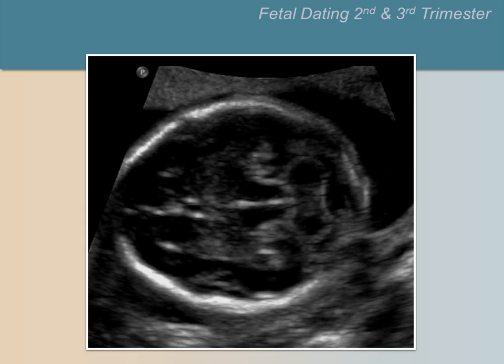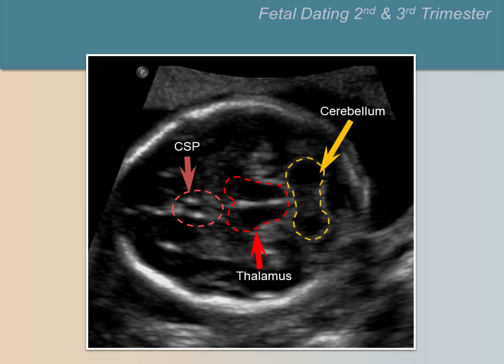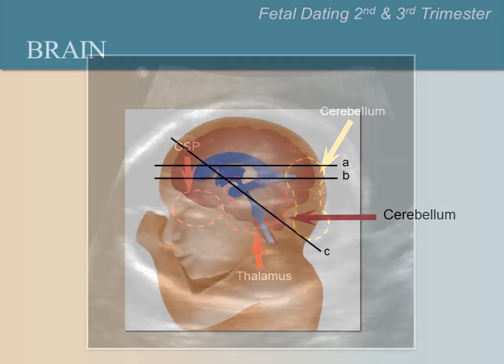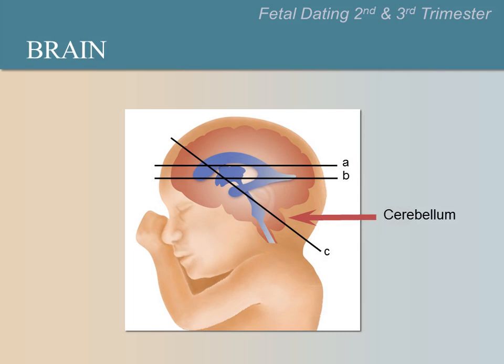Please pause the video now and ask for a participant to identify the thalamus and CSP. We have outlined the CSP and the thalamus here to make the structures more obvious. What is this structure? This is called the cerebellum. It is at the back of the brain. If you can see the cerebellum, you know the level is too low to measure the BPD. The cerebellum is at level C, which was the level of the last image.